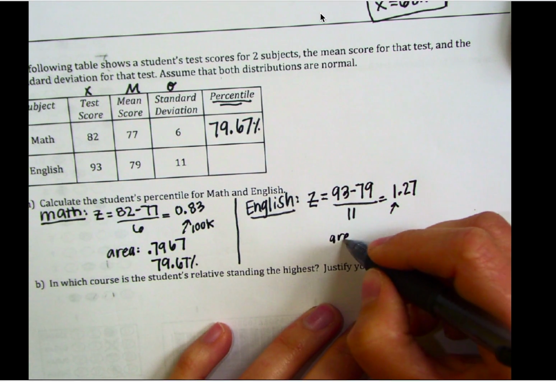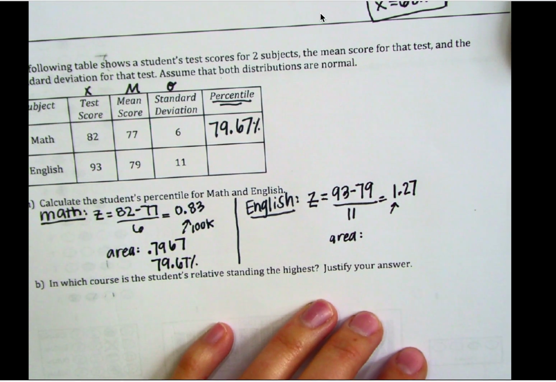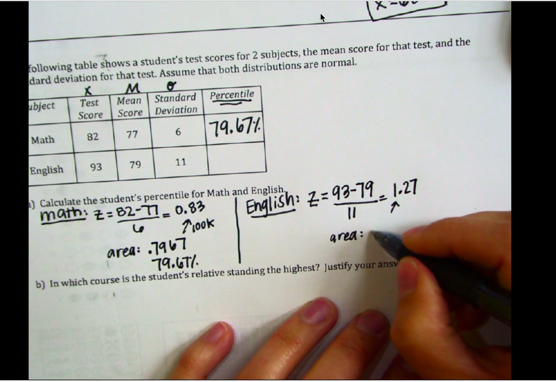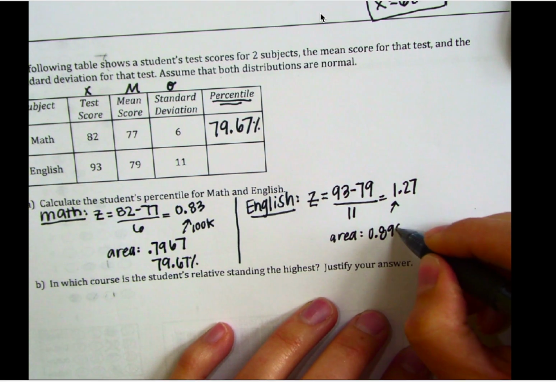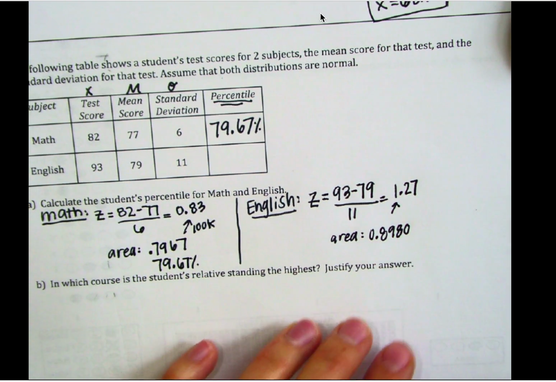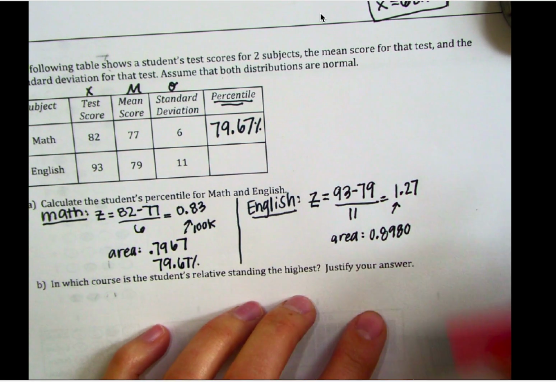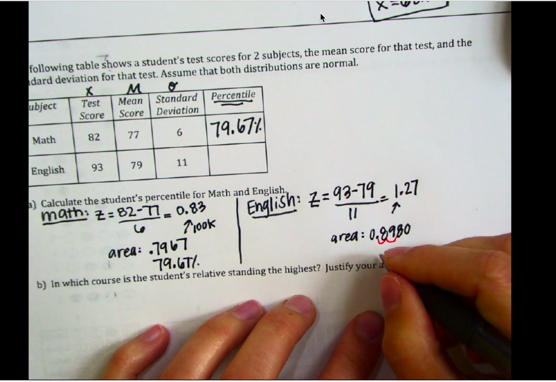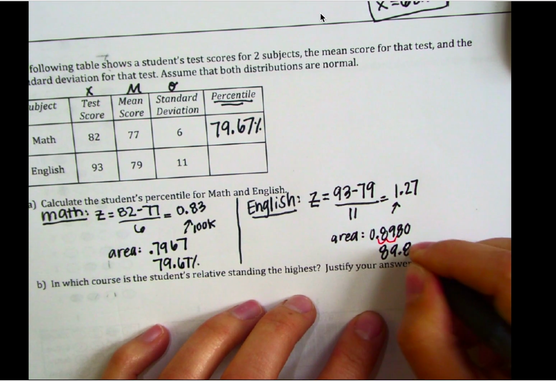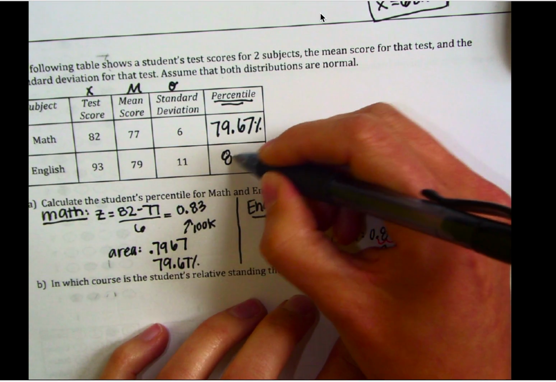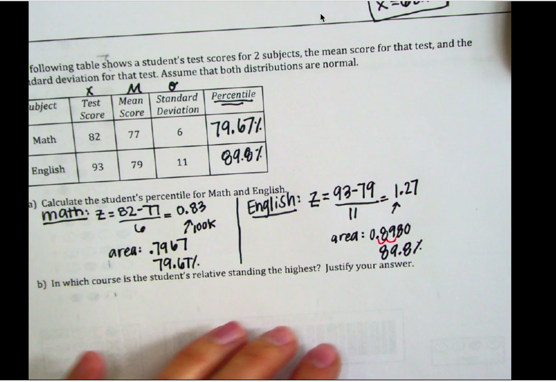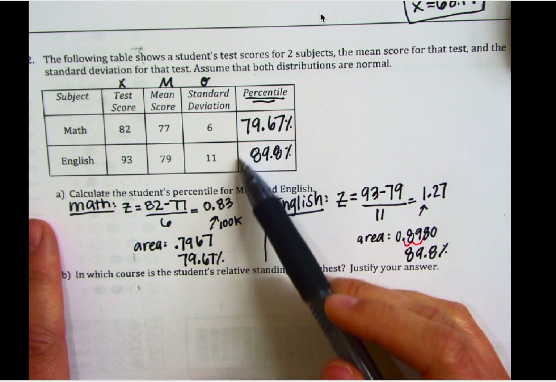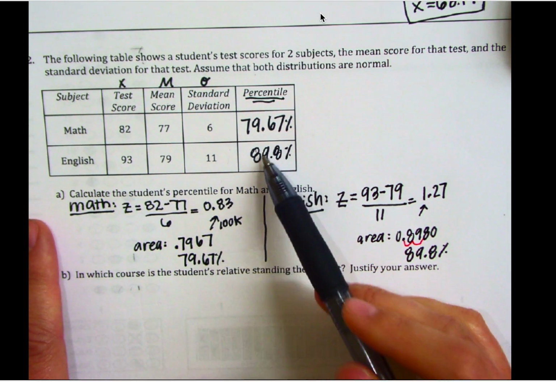So an area from my table of 0.8980. So again, they want percentile. I'm going to go ahead and move that decimal 2 times. 89.80% or 89.8%. So that's going to be their relative percentiles for each of those scores.